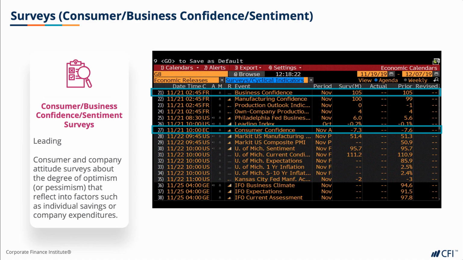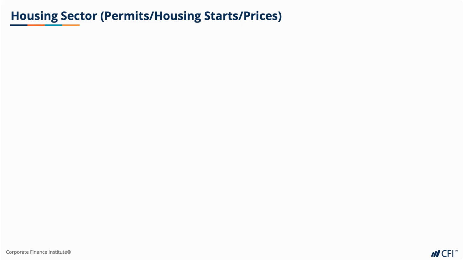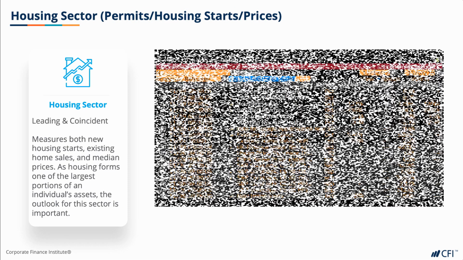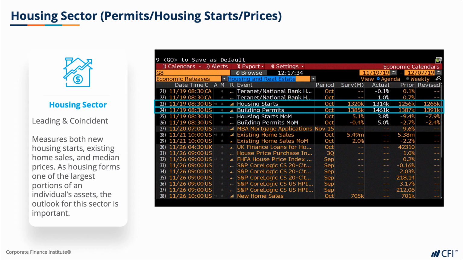The last group of economic indicators that I will talk about is broadly defined as housing-related or housing sector figures. As housing forms one of the largest portions of an individual's assets, the outlook for this sector is important as both a leading and coincident indicator. Examples of these sorts of figures start from when construction permits are issued, called building permits, to construction orders and housing starts, through to sales figures and leftover inventory.